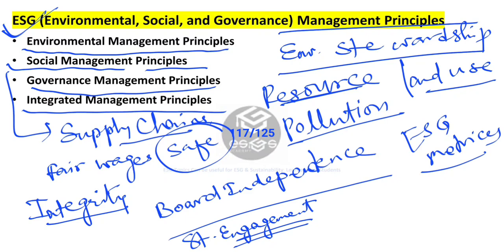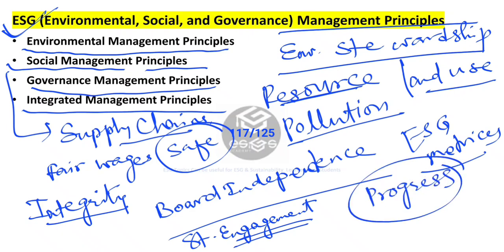For continuous improvement, we can say set targets and goals for continuous improvement in ESG performance and monitor the progress over time. Then compliance and accountability, we can see in this principle, ensure the compliance with relevant ESG regulations, standards and commitments, and hold accountable for ESG performance.